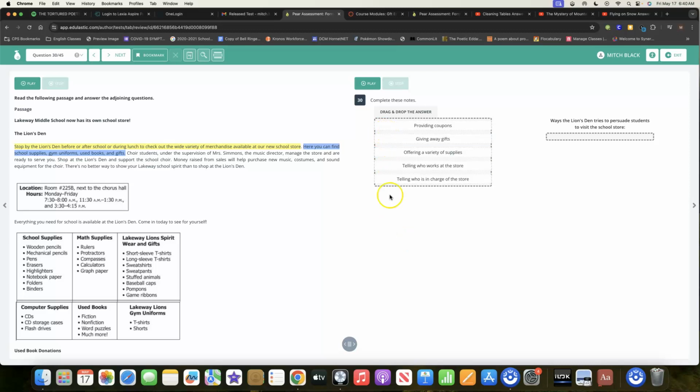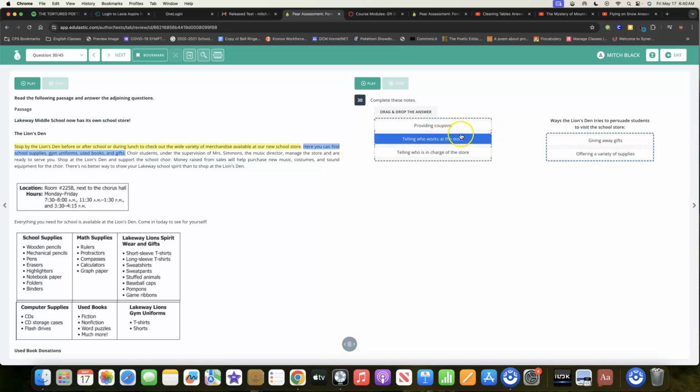Okay, complete these drag and drops. I guess it wasn't clear enough here, but I guess there's supposed to be 3. It should be giving away gifts. What was the second one? It was giving away gifts, offering a variety of supplies, and providing coupons. Okay, so those 3 ways are how it helps.